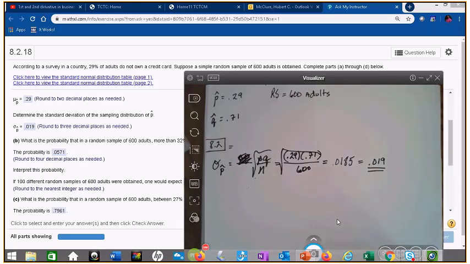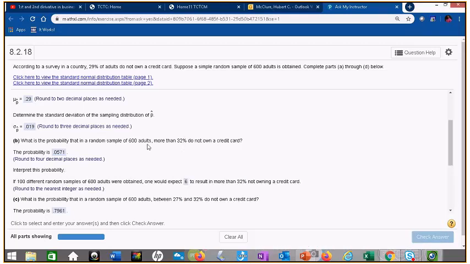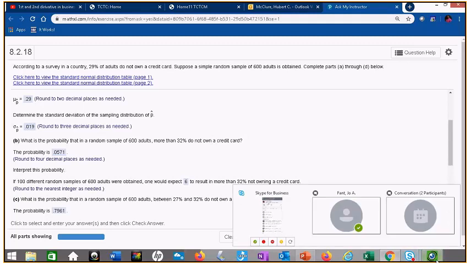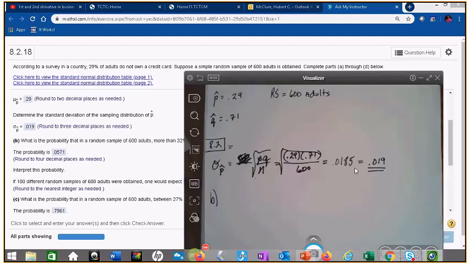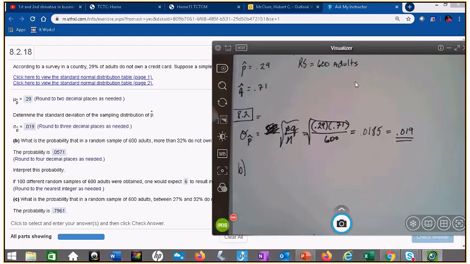Yep, there it is. Now, this right here says, okay, you're going back to chapter 7. What is the probability? I'm going to put B right here. What is the probability that a random sample of 600 adults has more than 32%? We've got to draw a picture.